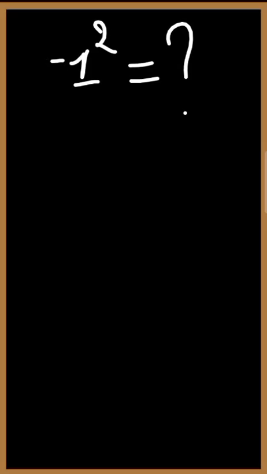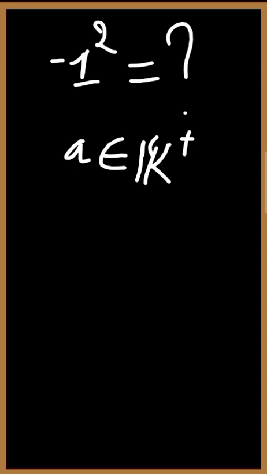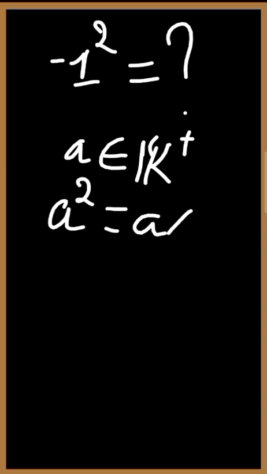Negative 1 squared is equal to... For us to answer this question, we have to make use of the following property. If we have a number A which belongs to the set of positive real numbers, that means A is positive, A squared simply means we have to take A times A.